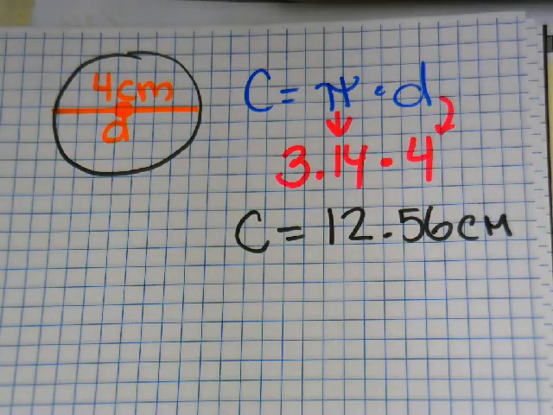Easy enough? So if they give you the diameter, use it with pi. Now, what if they're mean and evil?